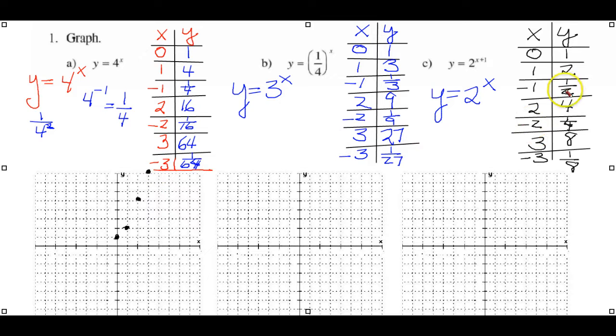Now we have some negative values here, but these are a little jammed in. It would be 1/2, 1/4, 1/8. And these get closer and closer to your x-axis, but never reach it. Do you remember what we call that? That was your asymptote. When a line gets close to something but never reaches it.